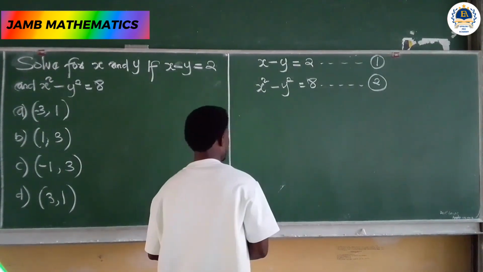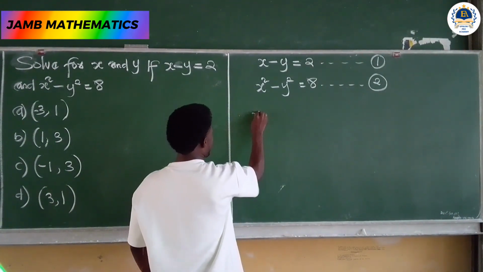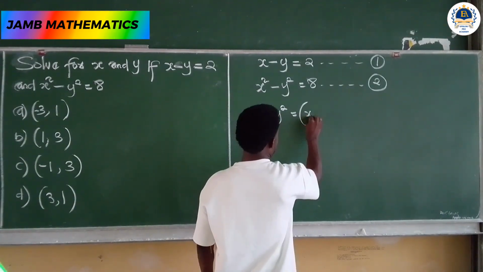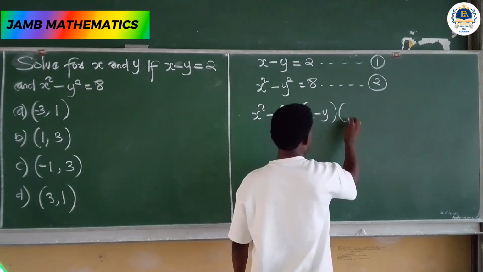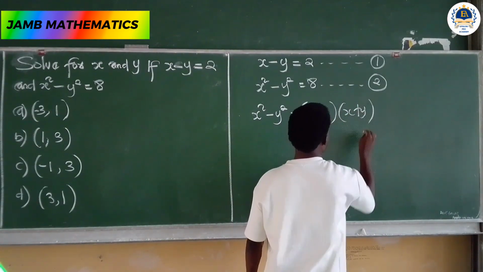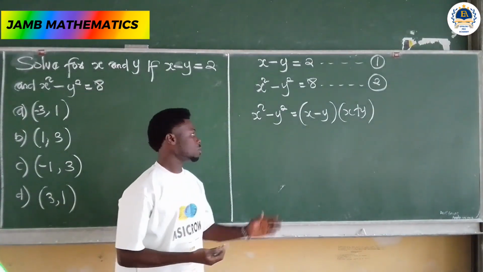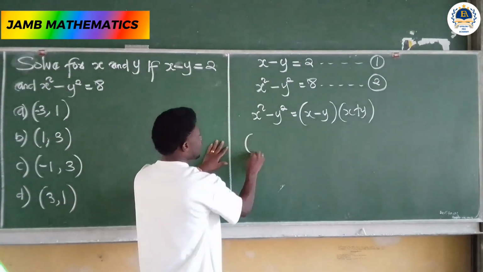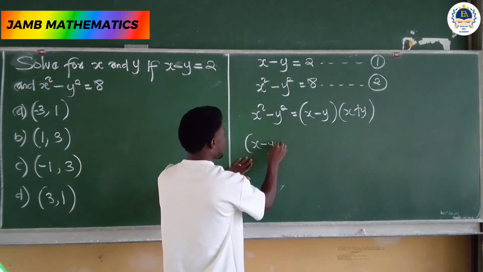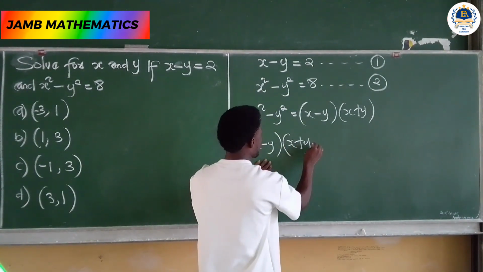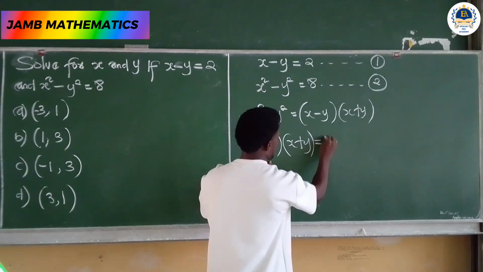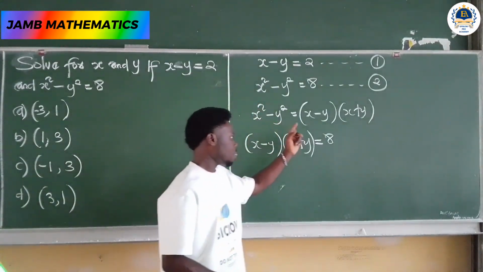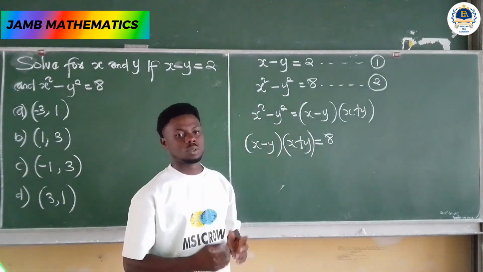Difference of two squares. So in difference of two squares, if we have x squared minus y squared, this is basically the same as x minus y and x plus y. That is the concept. So we are going to substitute this into this equation. So at equation number 2, we have x minus y and x plus y equal to 8. x squared minus y squared is the same thing as x minus y and x plus y.